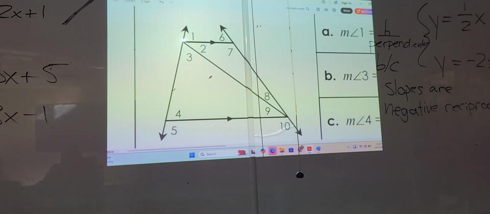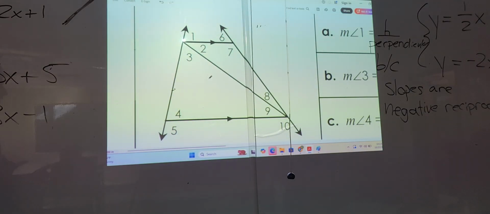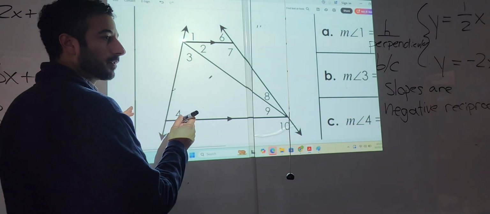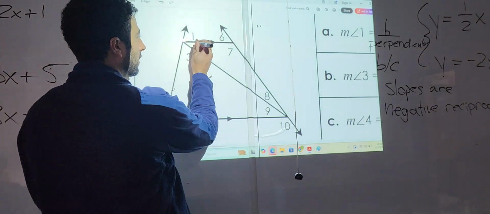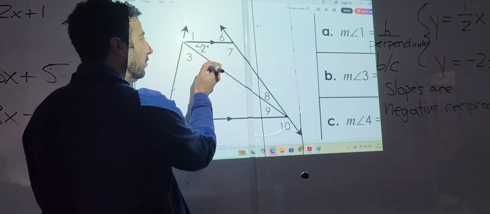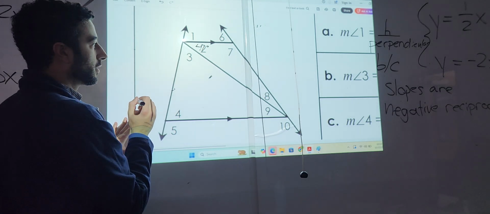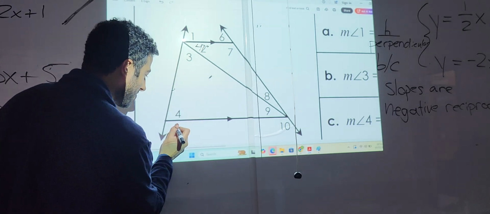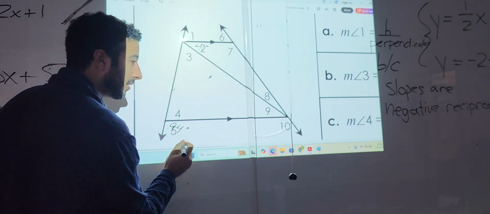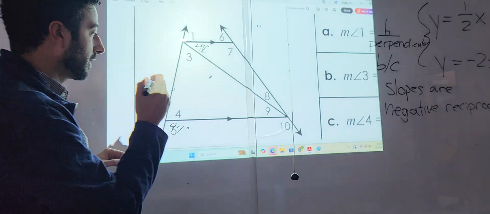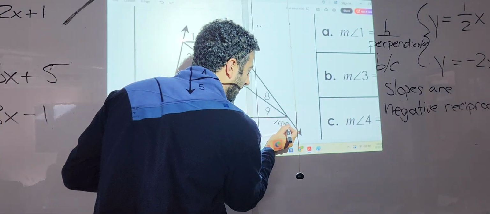Does anyone have the worksheet in front of them that can tell me the angle measures to plug in here? Ruben, go ahead. Angle 2 is 41. 41 degrees here. What else? 5 is 94. 5 is 94 degrees here. And 10 is 109. And 10 is 109 degrees.